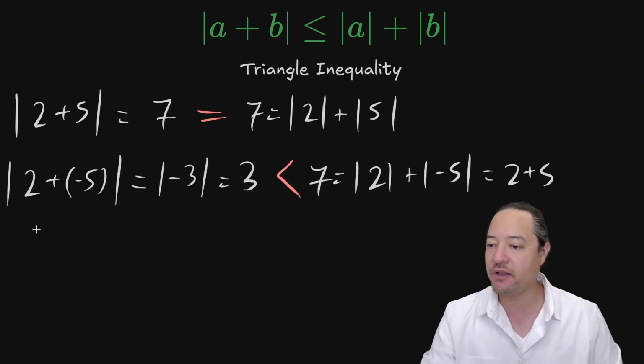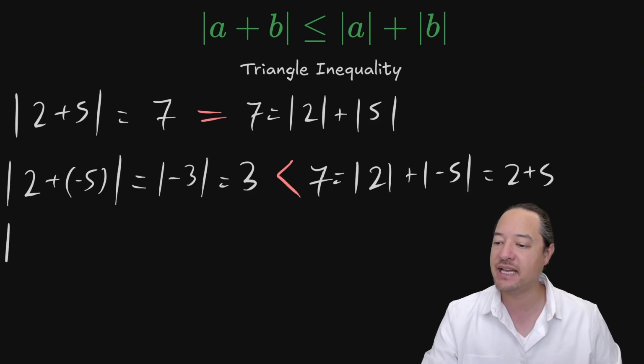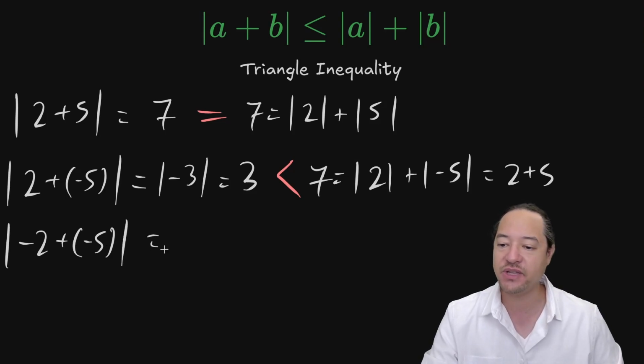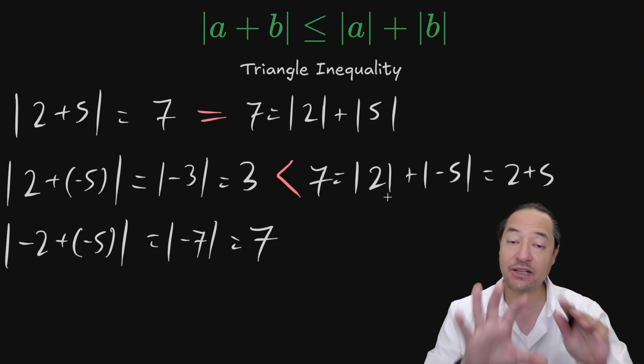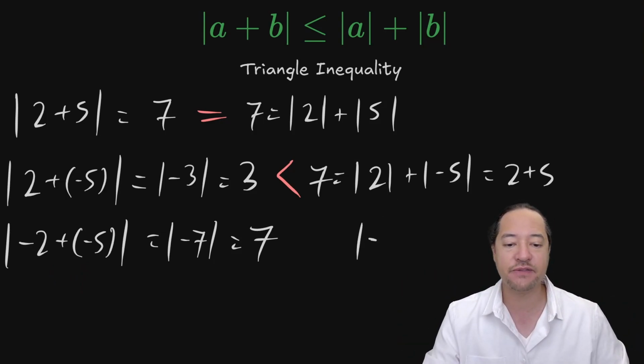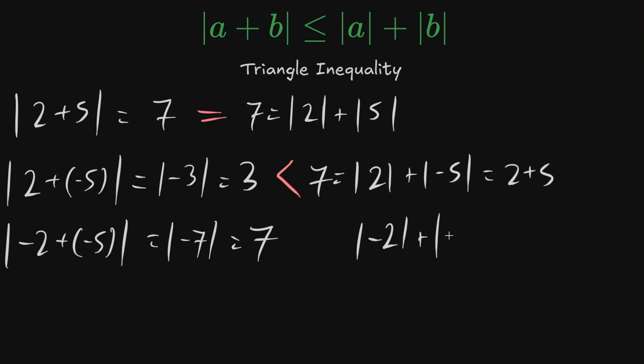And let me try it the other way around. So what if I do instead negative 2 plus negative 5? What do I get here? Well, negative 2 minus 5 is negative 7. So this is the absolute value of negative 7. That is 7. All right, well, now let's try separating the terms. The absolute value of negative 2 plus the absolute value of negative 5. What's that going to be? Well, that's also 2 plus 5. That is 7. And so once again, I have equality here.